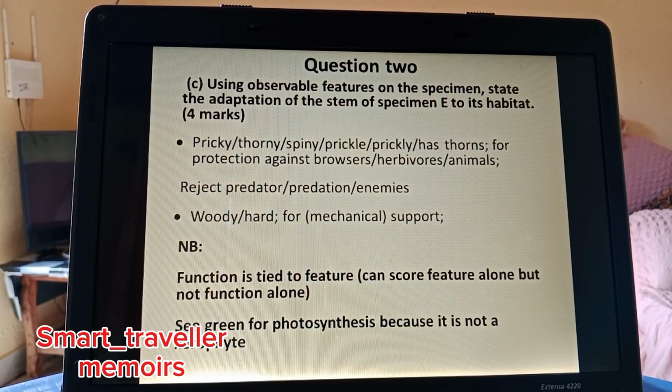Using observable features, the specimen states the adaptation of stem of specimen E to its habitat. Prickly or thorny or spiny, has thorns for protection against browsers or herbivores or animals. Reject predator or predation or enemies. Woody or hard for mechanical support. Note, function is tied to feature, can score feature alone, but not function alone. Green for photosynthesis because it is not a xerophyte.